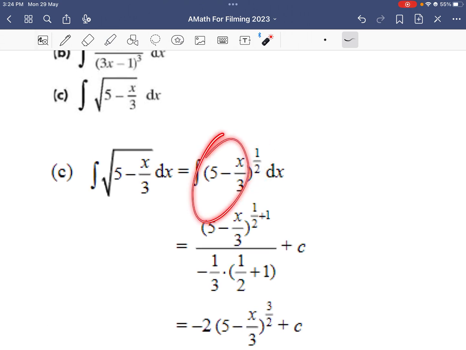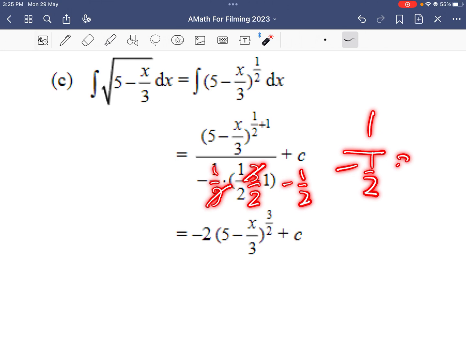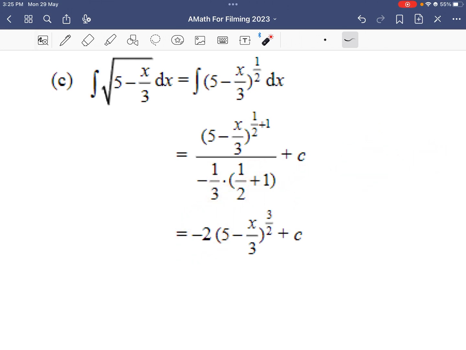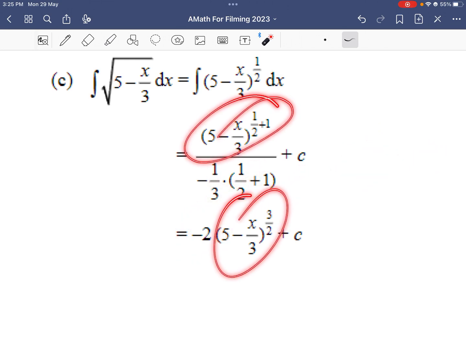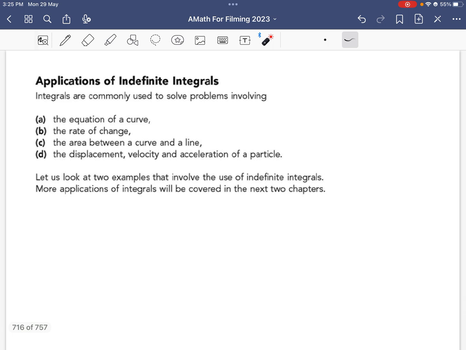Okay, for part C, you express it as power half here. So differentiating this, you get negative 1/3 over there, the denominator. Half plus 1 is 3 over 2. So you simplify. Here is 3 over 2 times 1 over 3. You get negative half. 1 over negative half, you get negative 2 over here, times (5 minus 3x) to the power of 3 over 2. Okay, and that yields try 6.